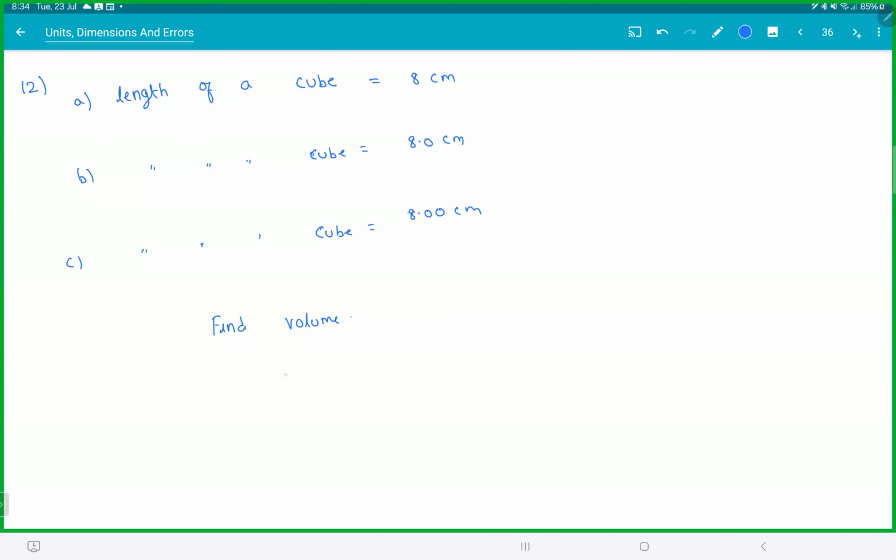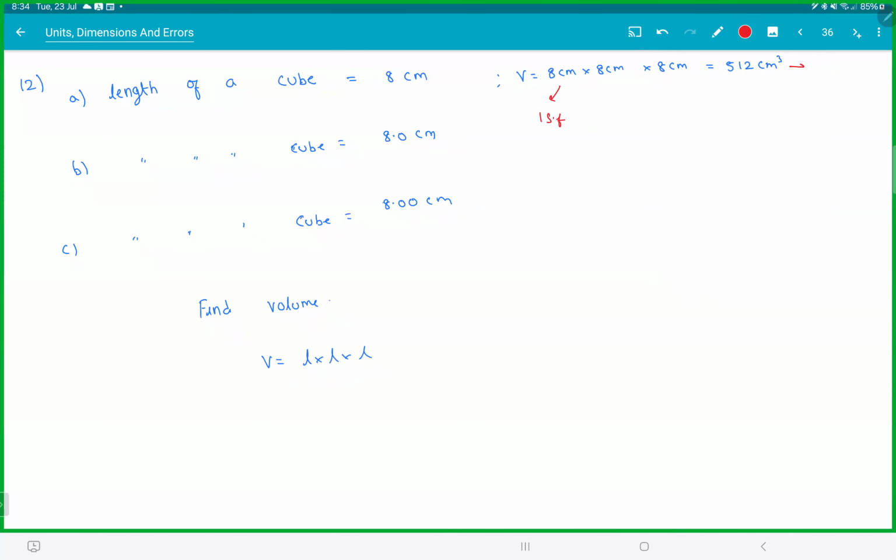Now look at this. We know volume is nothing but length into length into length. So in the first case, we have 8 centimeter into 8 centimeter into 8 centimeter. This is 512 centimeter cube. But the problem is this has only one SF. So we have to report the answer as 5 into 10 square centimeter cube, 500. That's the problem. Cube, not surface area.